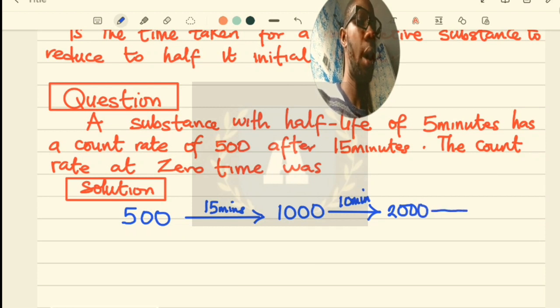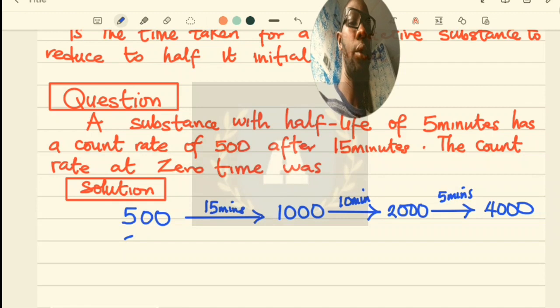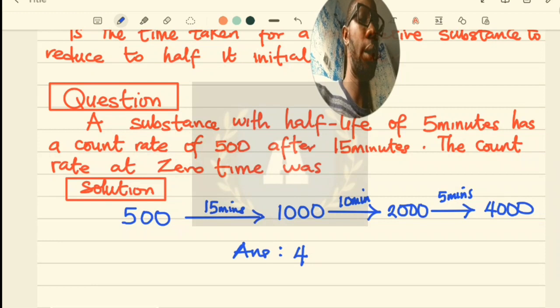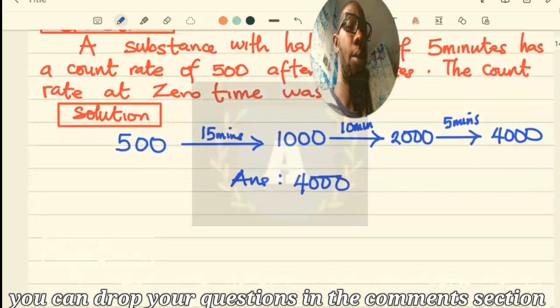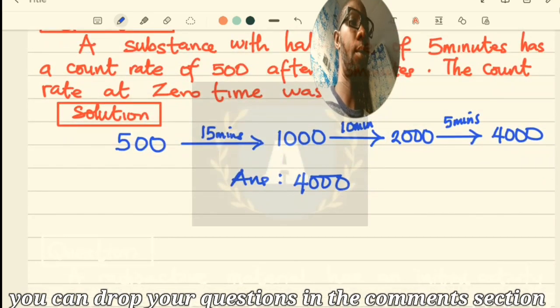And then another half-life of 5 minutes, this has doubled to 4000. So the count rate at time 0 is 4000 counts per second, which then reduces to 500. So the initial count rate has been found to be 4000 counts per second. Now, a quick one because of time.